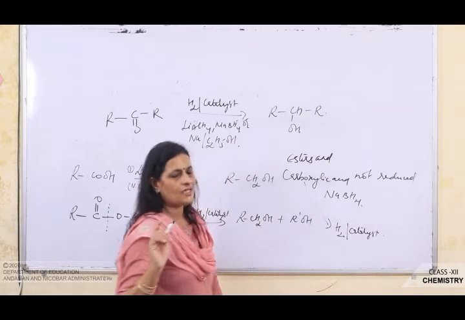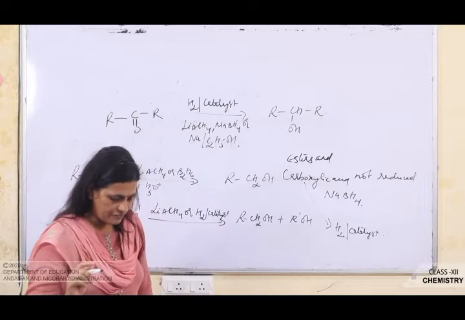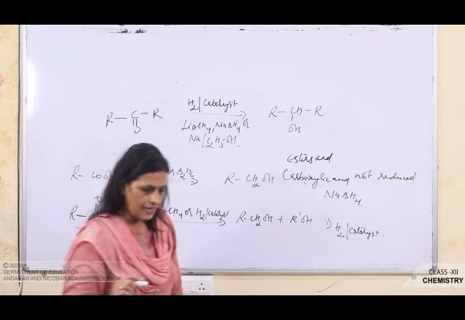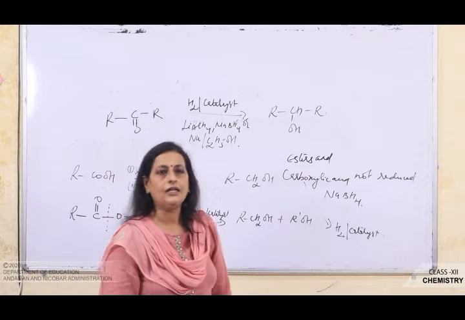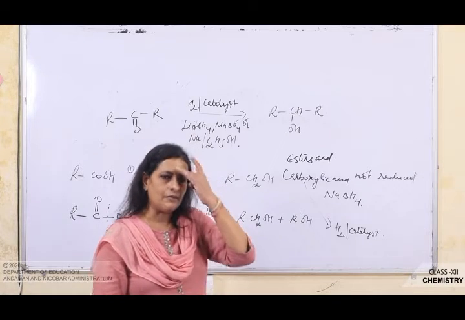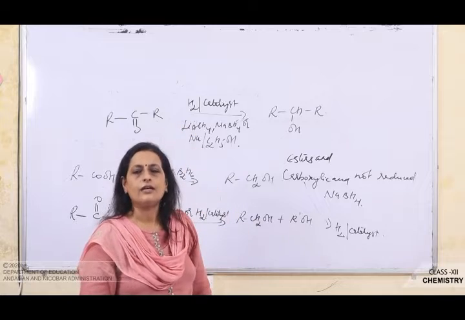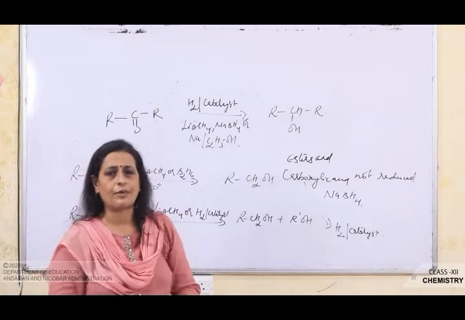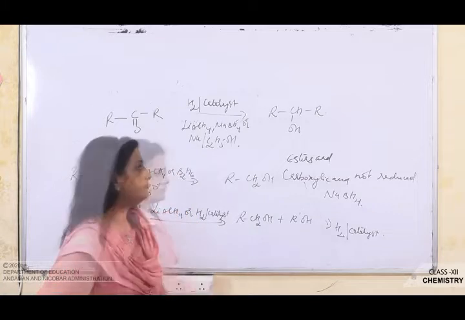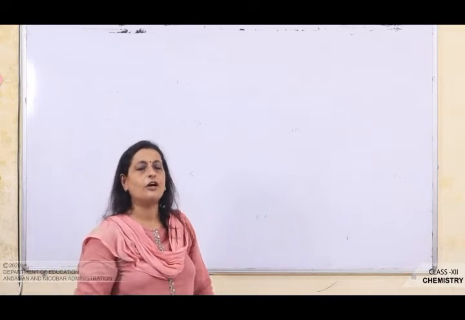Now, the best reagent is lithium aluminum hydride. Why? Because if it is unsaturated, which could also be reduced, it will not undergo reduction, you will get an unsaturated alcohol. But lithium aluminum hydride is a very costly reducing agent. So, these are the methods for the preparation of alcohols. Next, we will see the methods of preparation of phenol.